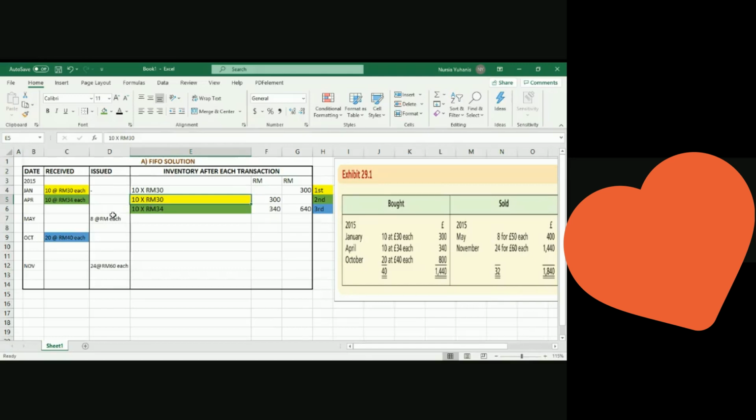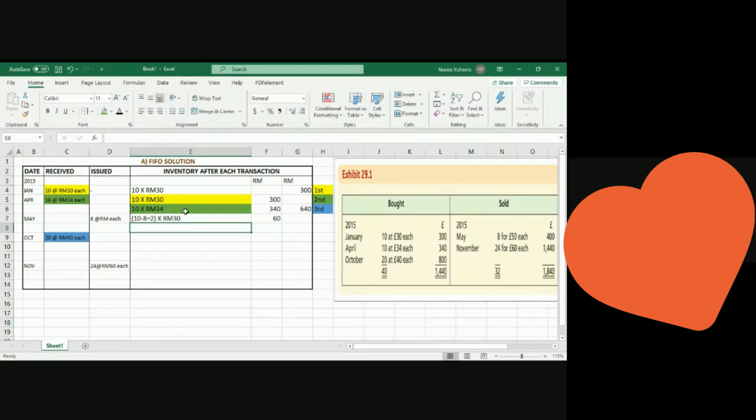After you sell 8 materials, how much is left in your company? 2 times the... So I put the calculation here: 10 minus 8, multiplied by RM 30. This will be the balance from your 30 ringgit, the first stock. So 10 minus 8 is only 2. So 2 multiplied by 30 ringgit is 60. Yes. So you have 60 ringgit for the first stock.